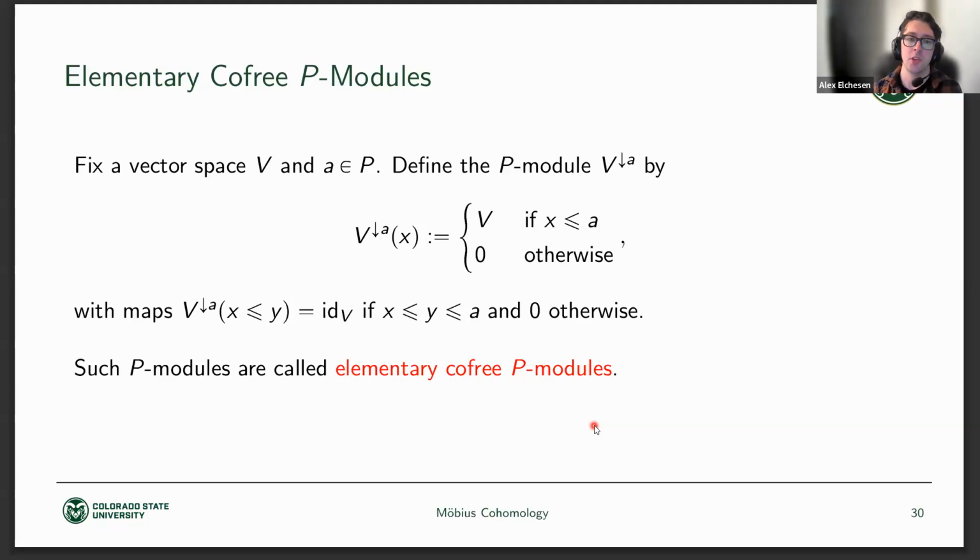cohomology. So if you fix a vector space V and then you fix some A in your poset, you can define a P module, V down arrow A. And what you do is you just put a copy of V at every point below A. So basically you take a principal down set at A, look at all the points below A, put a copy of V, and all of the maps are identity maps, and then zeros everywhere else. These are called elementary co-free P modules. A free module would be the dual where you take upsets, so that's why they're called co-free.